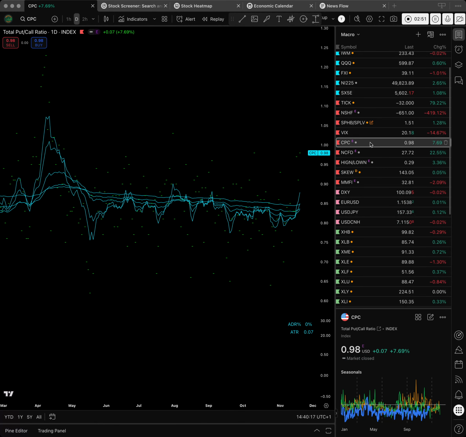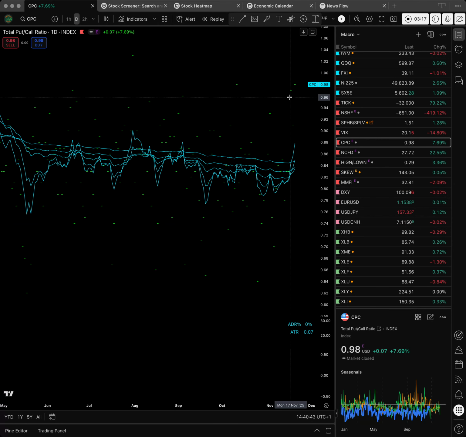Also something to keep an eye on, CPC, the put call ratio. Currently, it's nearly at 1. It's a great contrarian indicator. Normally, when it goes above 1, which is pretty much where we're at, it indicates a bottom. It means people are buying just as many puts as they are calls. And it's a great contrarian indicator, and we're nearly there. So keep an eye on the CPC put call ratio for contrarian signals.